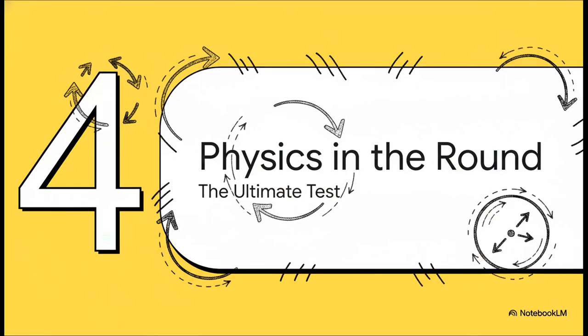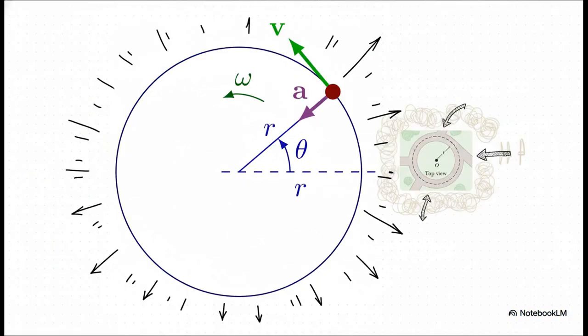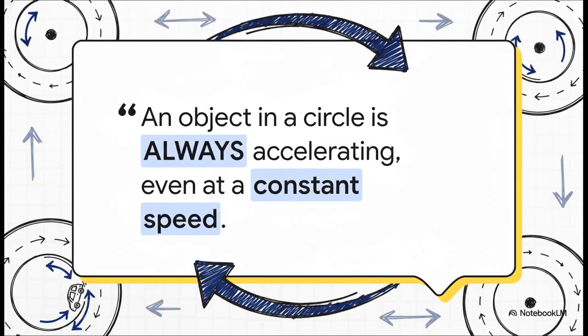So, with that in mind, let's put our vector toolkit to the ultimate test, describing motion in a circle. See, on the left, you've got this abstract physics diagram. It looks complicated, but on the right, that's just a car in a roundabout, something we've all seen before. And guess what? The physics is exactly the same. It's a perfect, real-world example of 2D motion. And this brings us back to that kind of mind-bending idea we just talked about. Even if that car's speedometer is totally locked in at a constant speed, the car is constantly, always accelerating.